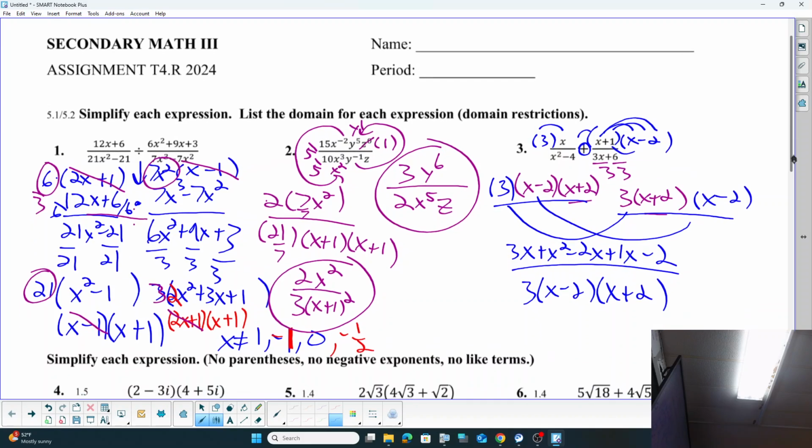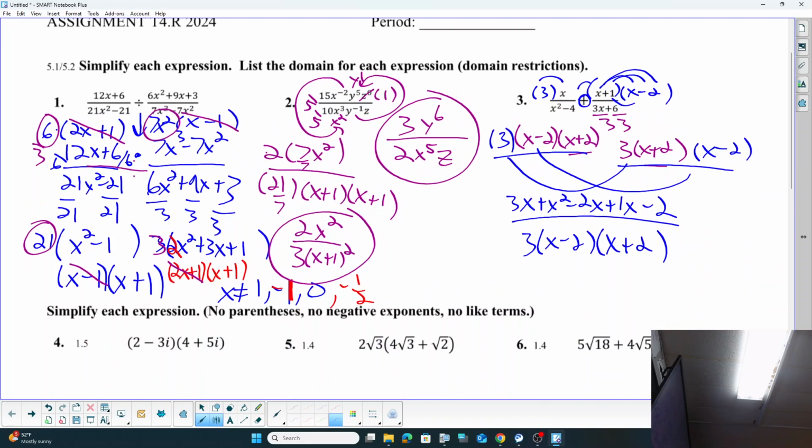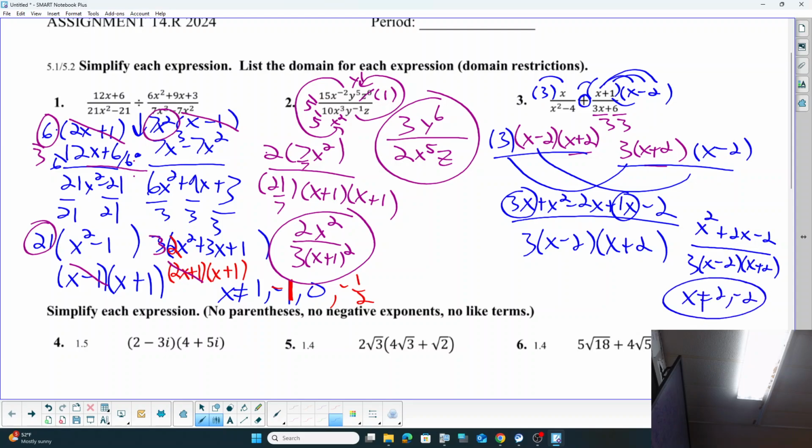So what do they have in common? So it looks like we have a 3x, a 4x minus 2x is 2x. So we have an x squared plus 2x actually, minus 2, all over 3 times x minus 2 times x plus 2. X cannot equal 2 and negative 2. Okay, so there is our answer.